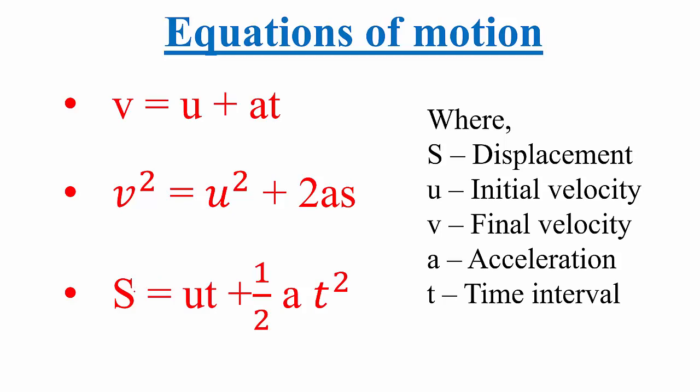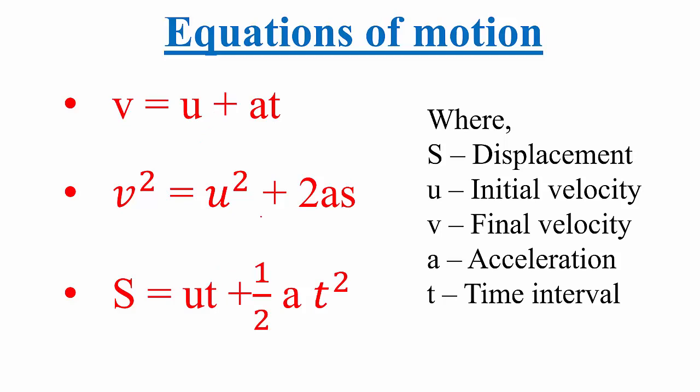So what are the three equations of motion? First one is V equal to U plus AT. Second one, V square equal to U square plus 2AS. And third one, S equal to UT plus half AT square. So how did we get these three equations of motion? In PUC 1 or class 11, you have the syllabus regarding motion in a straight line. In that chapter, you are going to learn the derivations of these three equations.